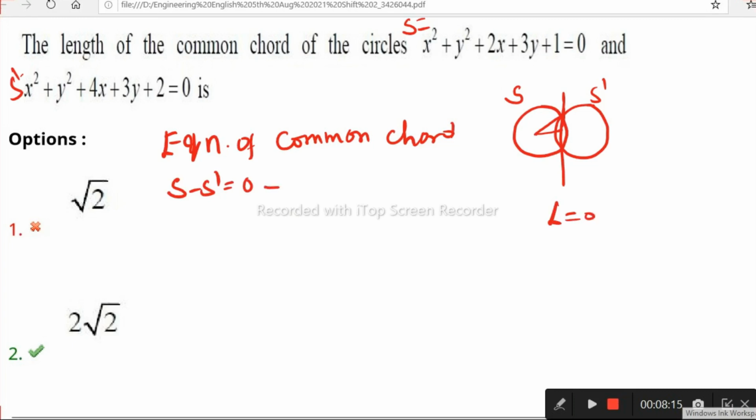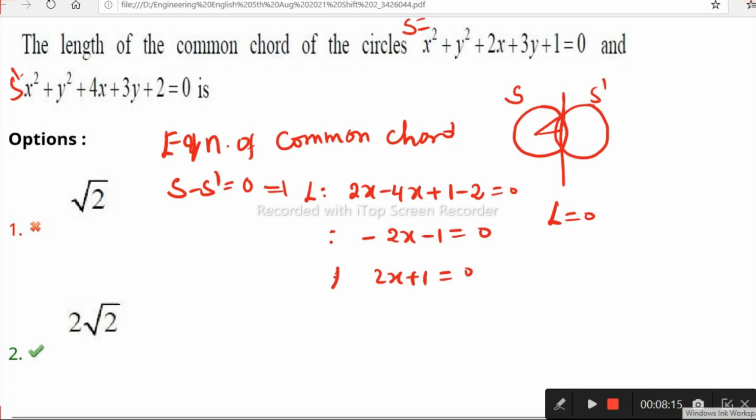So that L is s minus s dash: x square, y square cancel, 2x minus 4x, plus 3y, 3y cancel, plus 1 minus 2 is equals to 0. 2x minus 4x is minus 2x, minus 1 is equals to 0. By cancelling the minus, 2x plus 1 is equals to 0. This is equation of common chord, some L. Okay na? ఇప్పుడు ఫస్ట్ సర్కిల్ తీసుకున్నాను కాబట్టి S, S dash లో ఏదైనా తీసుకోవచ్చు.